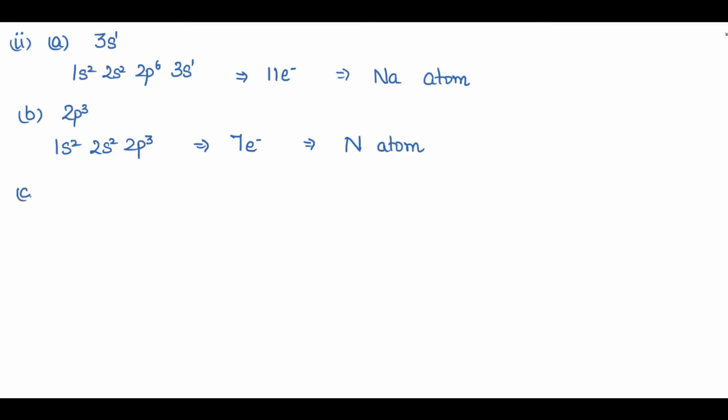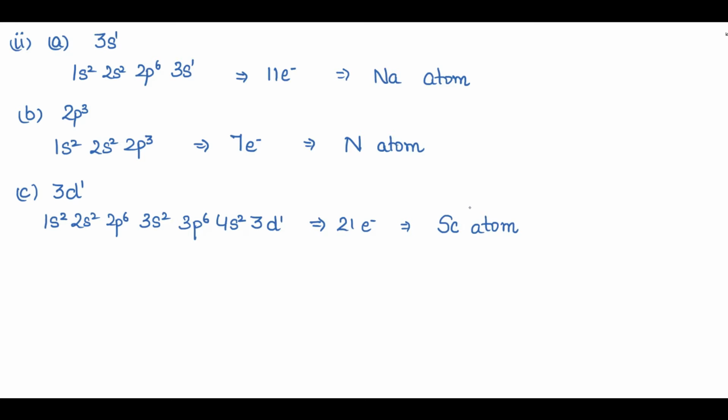Now C part is 3d1, right? So we'll again write the electronic configuration. 1s2, 2s2, 2p6, 3s2, 3p6, 4s2, 3d1, right? Now let's count the number of electrons. 2 plus 2, 4, 4 plus 6, 10, 10 plus 2, 12, 12 plus 6, 18, 18 plus 2, 20, 20 plus 1, that will be 21 electrons. Now this is a scandium atom.